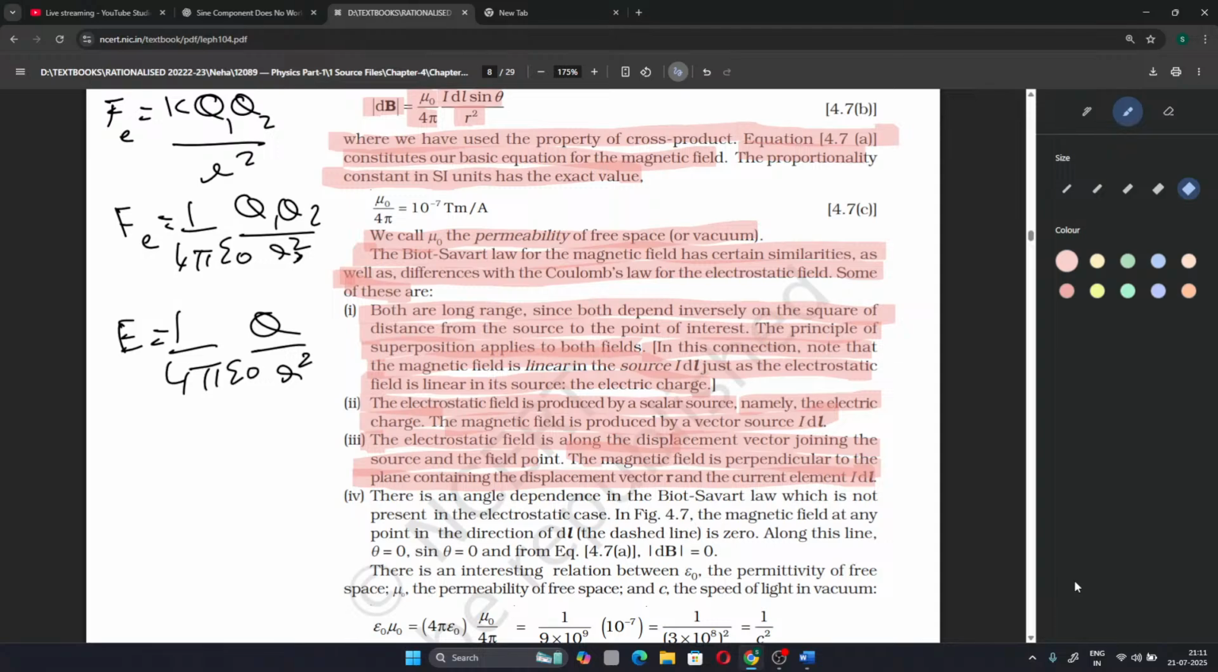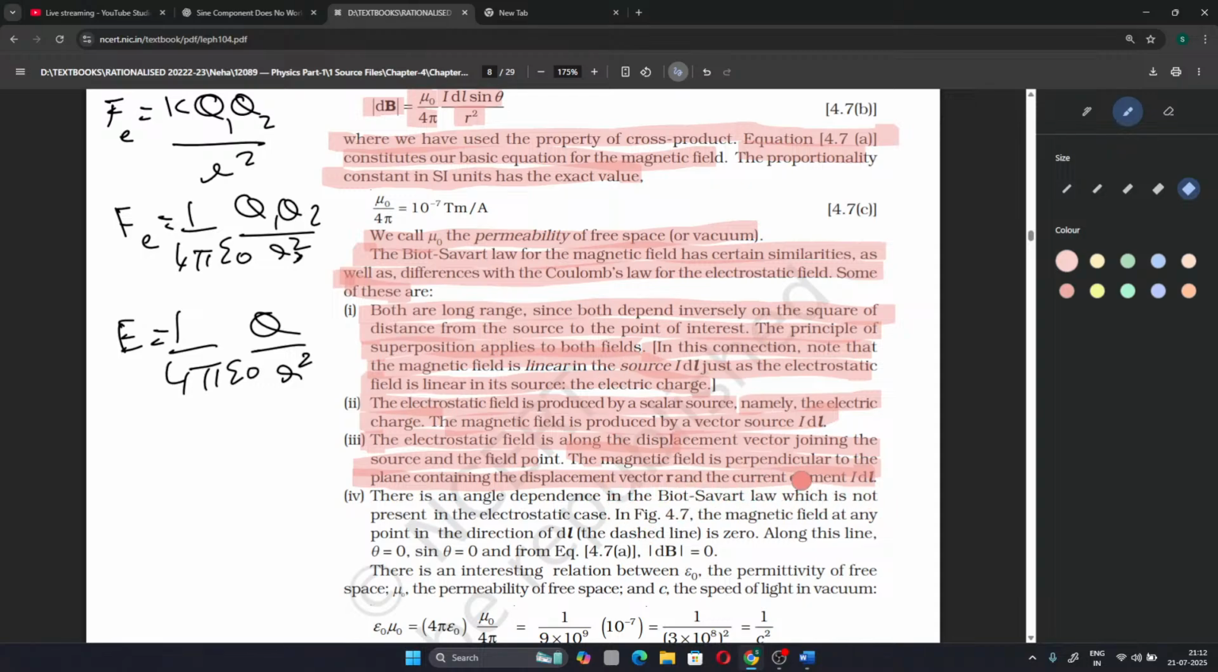In case of the electric field, it is in the same direction as the position vector, but in case of the magnetic field, it is perpendicular to the plane containing the displacement vector R. If the R vector is in the xy plane, then the magnetic field will always be along the z axis. Basically it will always be perpendicular to the plane of the R vector.